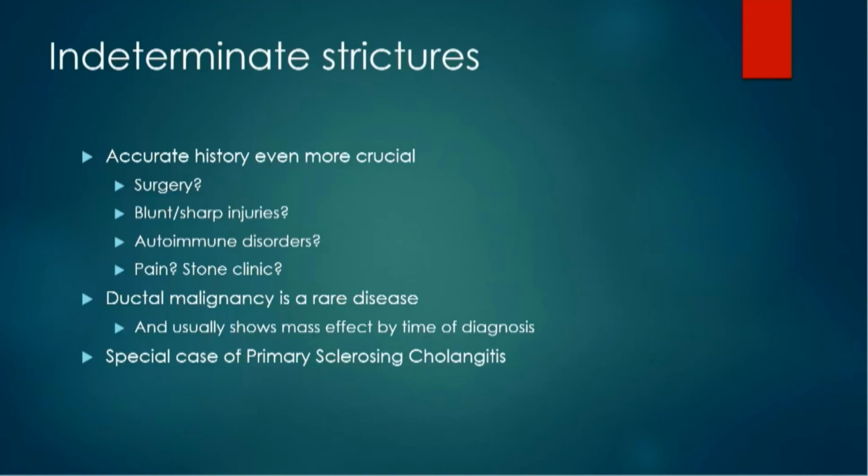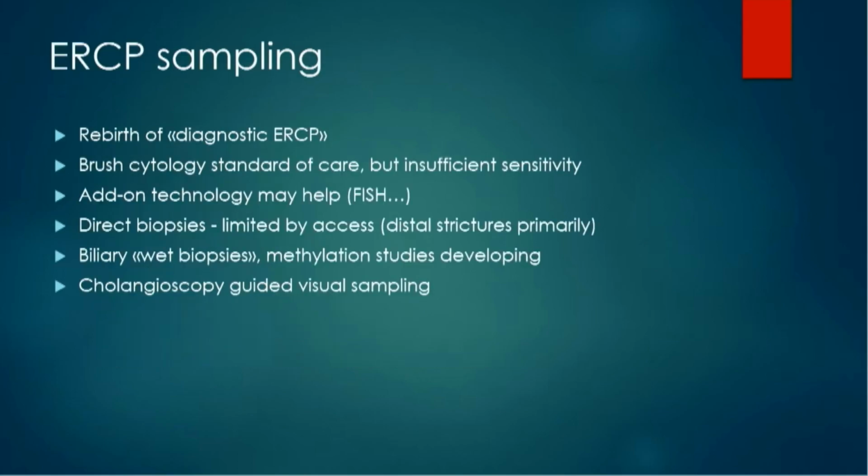I think our problem is the indeterminate strictures, where the accurate history for sure is even more crucial. If some surgery was done in the past, that may be significant, or if there is a history of blunt or even sharp injuries to the region. If the patient has other autoimmune disorders, that might call for diagnostic workup in that direction. And the pattern of pain might indicate stone disease as well. But remember that ductal malignancy as the cause of these strictures is a rare disease, and most of the times the cross-sectional imaging will show a mass lesion at the time of diagnosis. And then there is a special case of primary sclerosing cholangitis, and I will come back to that later.